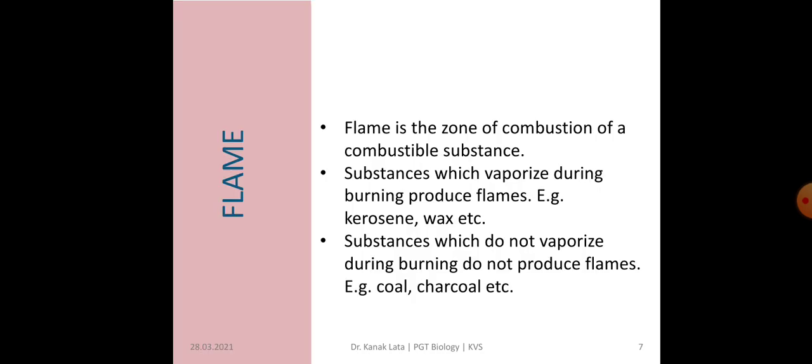Now the next topic is flame. Flame is the zone of combustion of any combustible substance. So which combustible substances produce flame? The substances which vaporize during burning produce flames. For example, kerosene, wax. And substances which do not vaporize during burning do not produce flame but they burn with a glow. For example, charcoal, coal, etc.